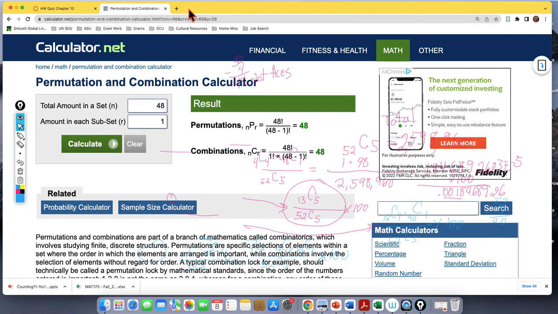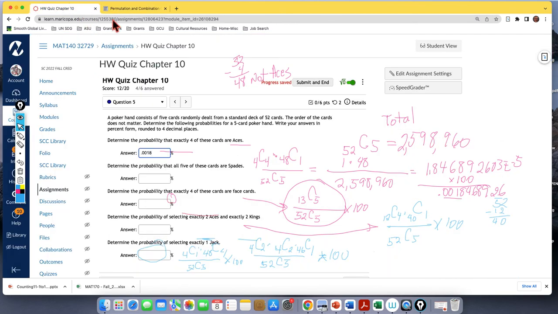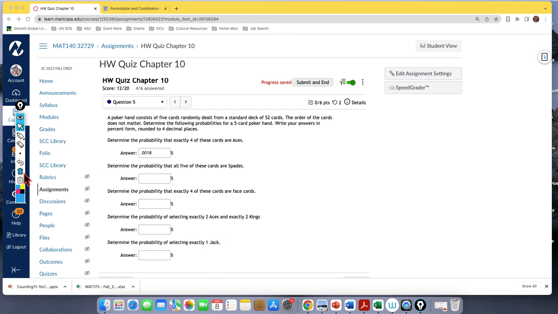Let us know. I'll be here Thursday, and then some of this will apply into statistics, but this kind of wraps up our probability for the most part. And that's all I got for today.